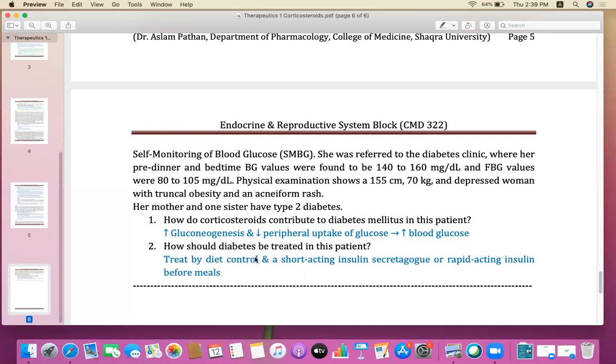How should diabetes be treated in this patient? Same as we discussed before, treat by diet control and short acting insulin. A secretagogue, meaning a drug which secretes insulin, or rapid acting insulin before meals is indicated. So this is a case of diabetes mellitus. It means that the corticosteroid may cause an increase in the blood glucose, leading to diabetes mellitus.